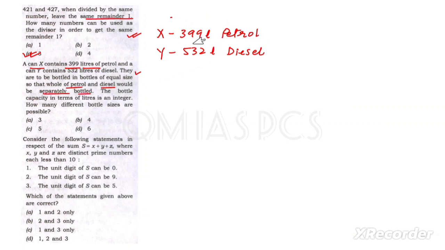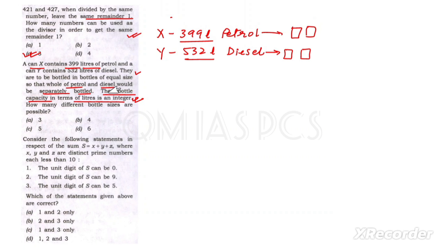See, these are tanks. Just consider these are tanks of 399 liters and 532 liters. Now we have to fill small bottles from the petrol, and we have to fill small bottles from the diesel. But there is one condition: the bottle capacity in liters is an integer. Here it is given that it is an integer, so we have to understand what an integer is.